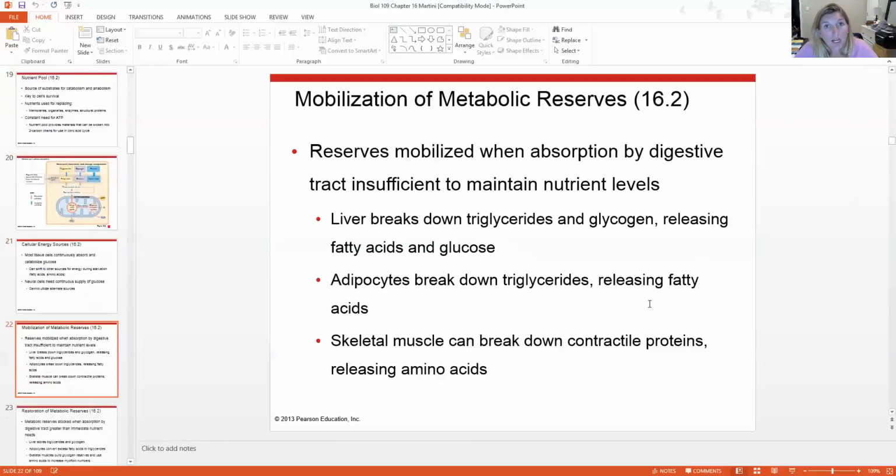Maybe you went on a diet, or maybe you're sleeping and there's no food coming into your body because you're sleeping. So the liver is going to start breaking down triglycerides and glycogen and releasing fatty acids and glucose into the blood. Adipocytes will also break down triglycerides, releasing fatty acids, and skeletal muscles can break down contractile proteins, releasing amino acids.